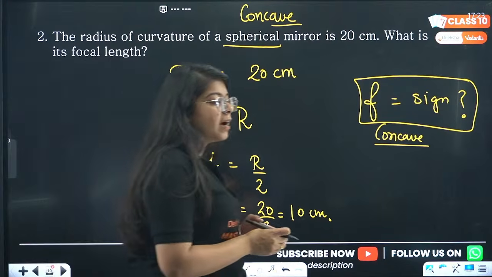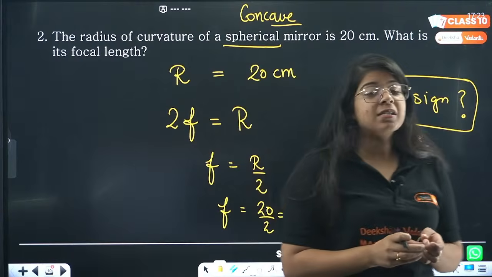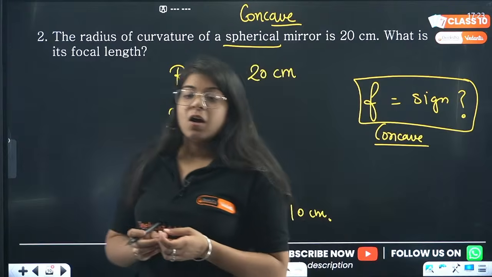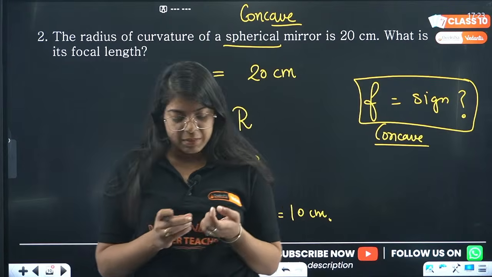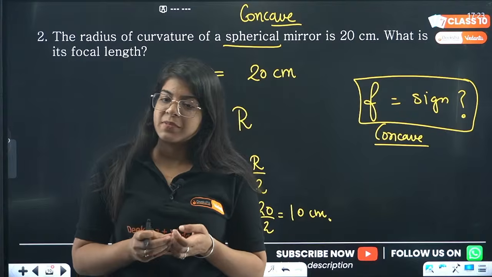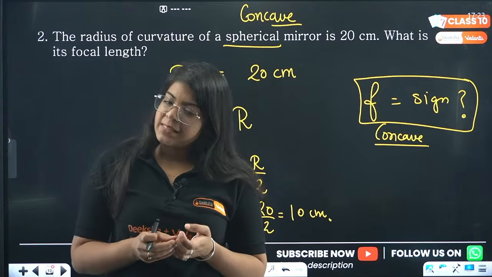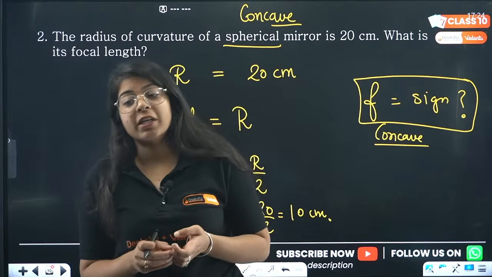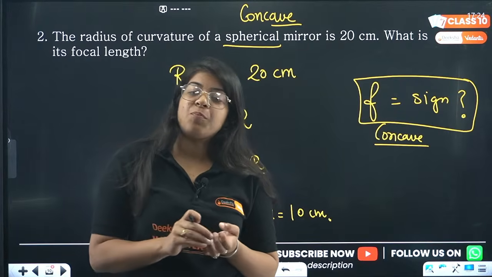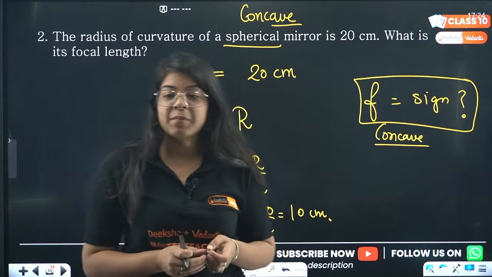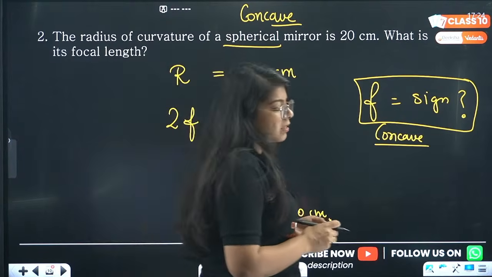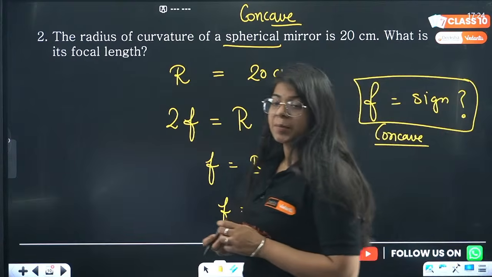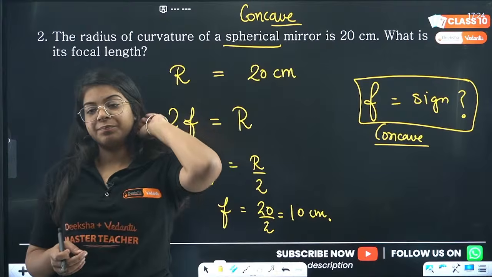Everyone understood till here all the sign conventions, the sign of focal length of concave mirror, convex mirror? Okay, Ishika. Then let's move on. Yes, it will be 10 centimeter. I just asked, if it is a concave mirror, will it be plus 10 centimeter or will it be minus 10 centimeter? Concave: plus 10 centimeter or minus 10 centimeter?